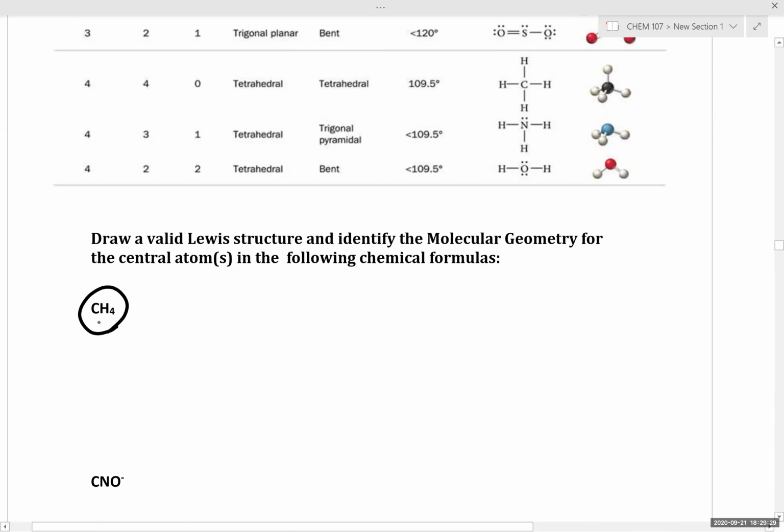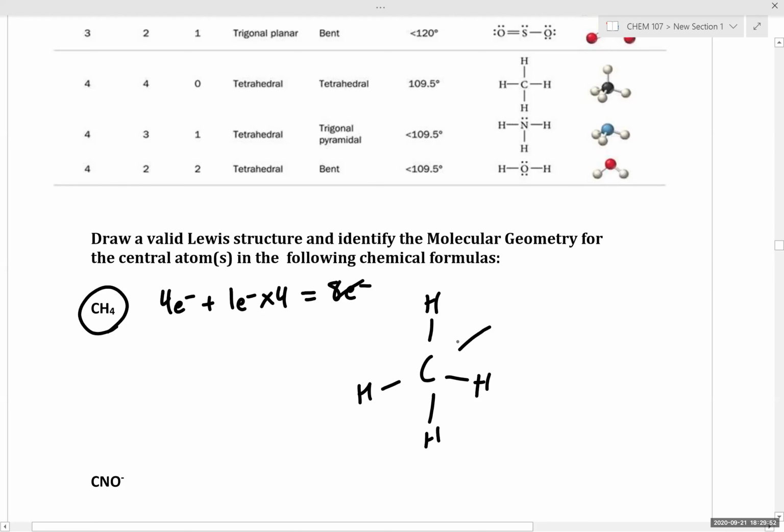So methane, from scratch: I have 4 electrons for carbon, 1 electron for hydrogen, and I have 4 hydrogens. I have 8 electrons total. I put carbon in the center. I form 1 bond each. And lo and behold, I've done a great job and I've used up all my electrons and the octet rule is fulfilled.